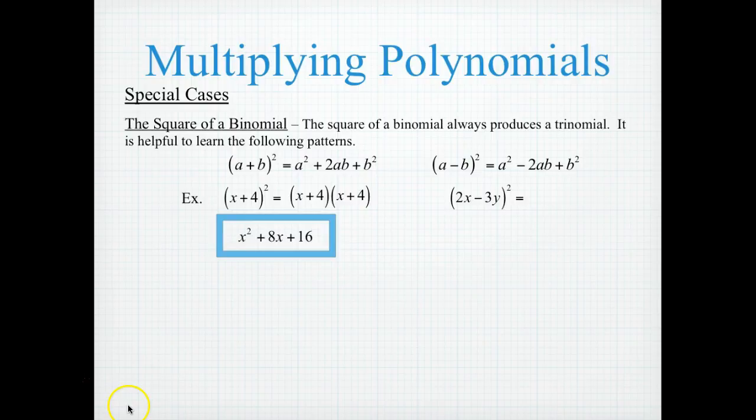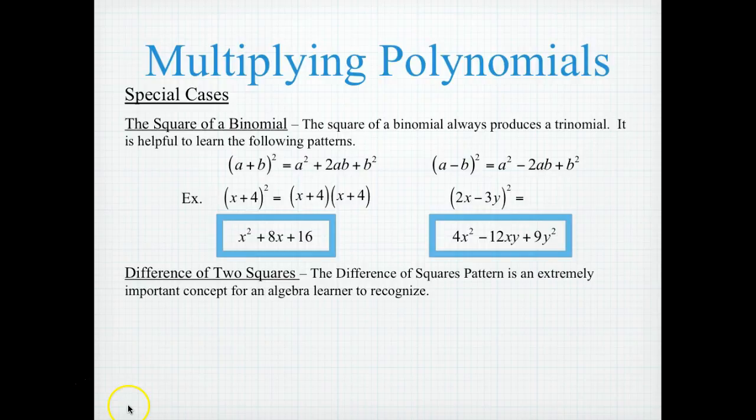Next we have 2x minus 3y quantity squared. Squaring the first term gives us 4x to the second. 2x times negative 3y is negative 6xy, and if we double that, we get negative 12xy. And negative 3y to the second power is positive 9y squared.